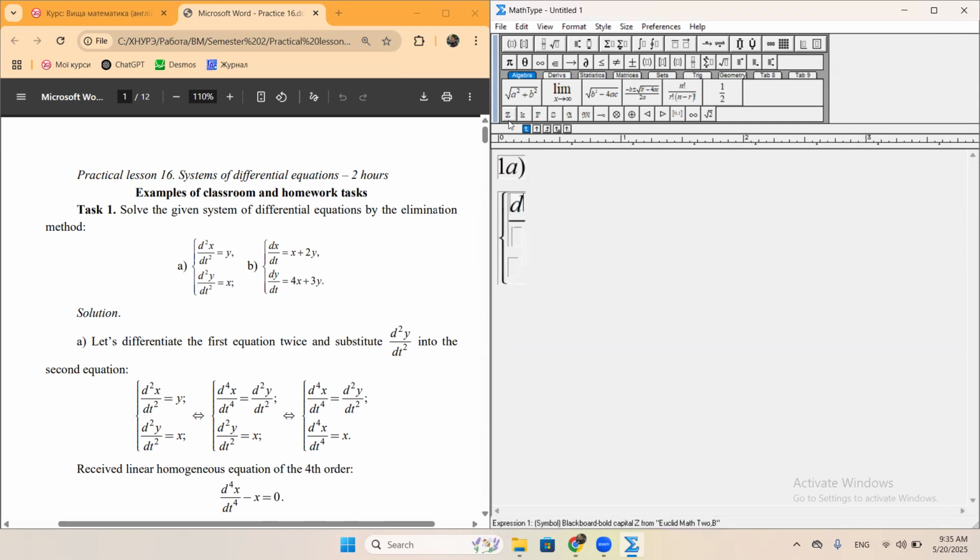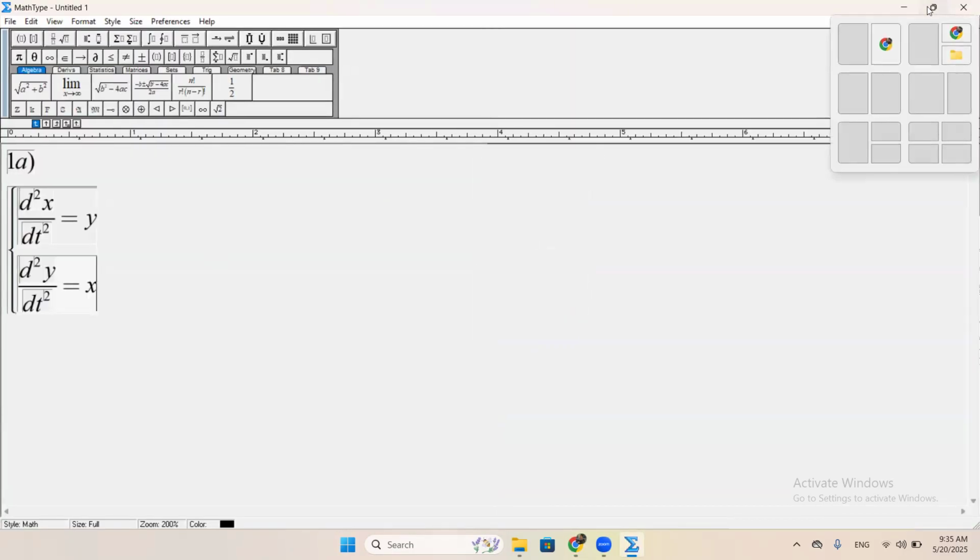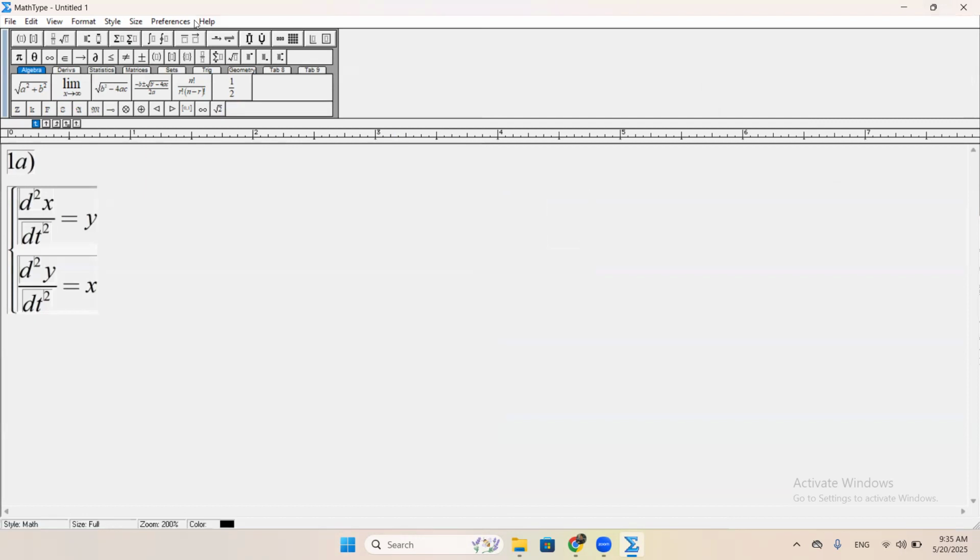So d2x by dt twice equals y, and d2y by dt twice equals x. So we received the following system. So we have the following system of differential equations.